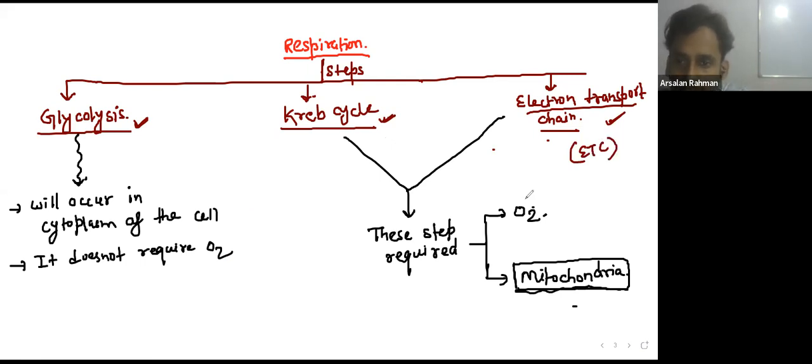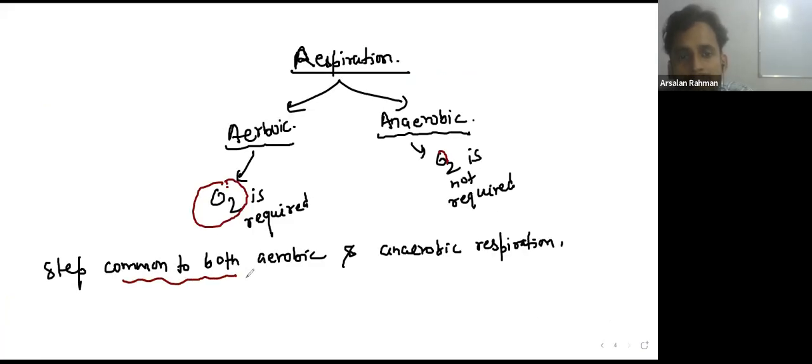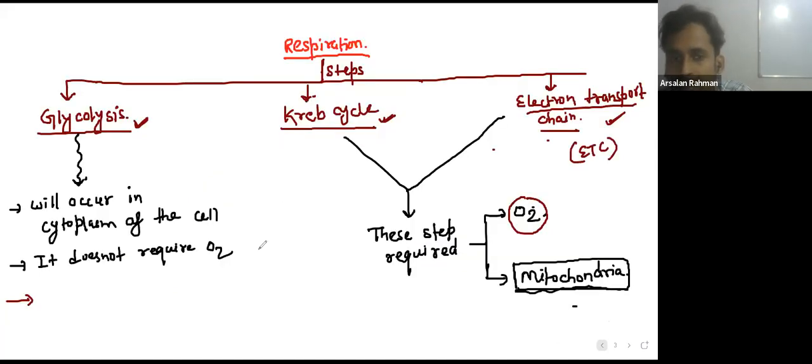These two steps will require oxygen, and glycolysis will not require oxygen. So can I say glycolysis is the common step between aerobic and anaerobic respiration? Am I right? What is the key difference which differentiates aerobic and anaerobic respiration? Oxygen. So in glycolysis, we do not require oxygen.